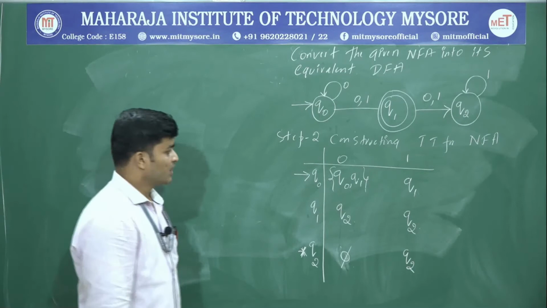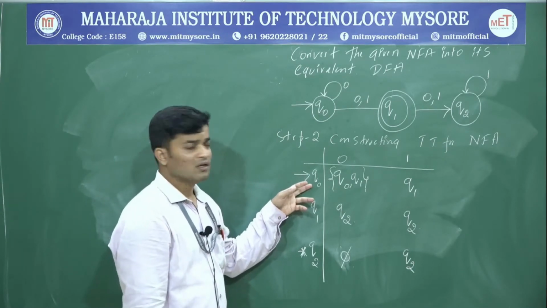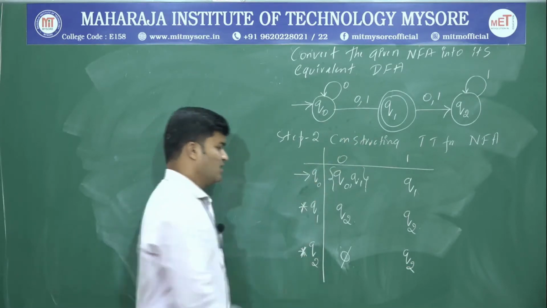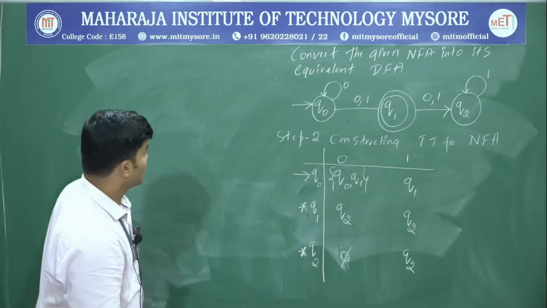Now denote the start state as well as the accepting state. What's the start state here? Q0. And what's the accepting state? Q1. So write the accepting state with a star, and the start state with Q0. Now you go with step number 3.